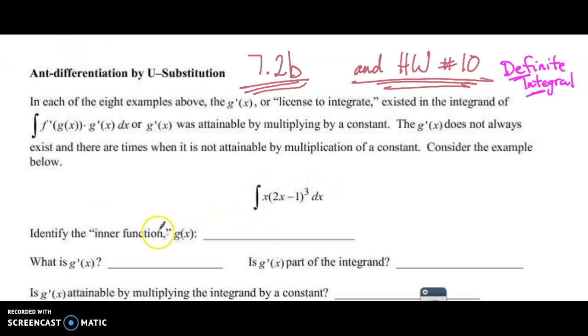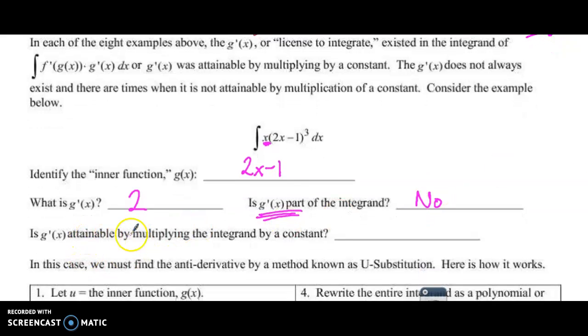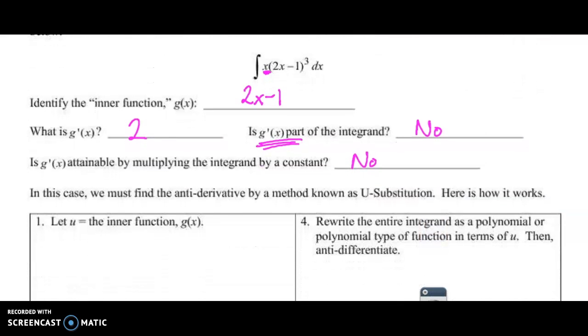So the same thing really happens here with the inner function being 2x minus 1. But if I take the derivative of that, it's just 2. And this is what he was getting at: that 2 is not part of the non-part. So that's why he writes down no. It's not attainable by multiplying the integrand by a constant to get rid of that number, which is what he does on the previous page. But again, I don't really teach it that way.